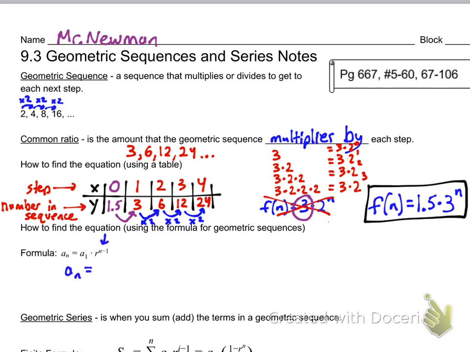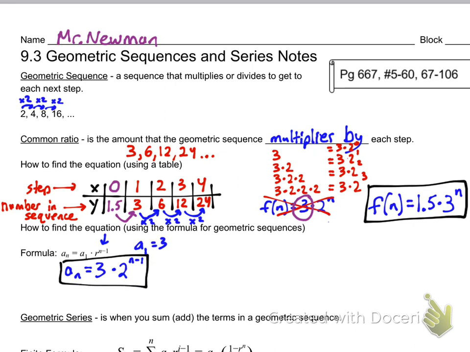How you can find it using the formula, if you notice the n minus 1 up there, that n minus 1 is our way of taking a step back, just like the n minus 1 in the arithmetic sequence was our way of taking a step back. So a sub 1 is the first term, that is 3. And r is the common ratio, that is 2. So we get the formula 3 times 2 to the n minus 1.